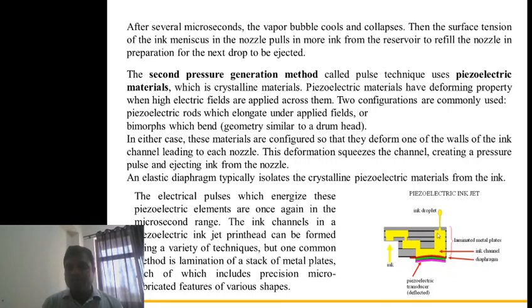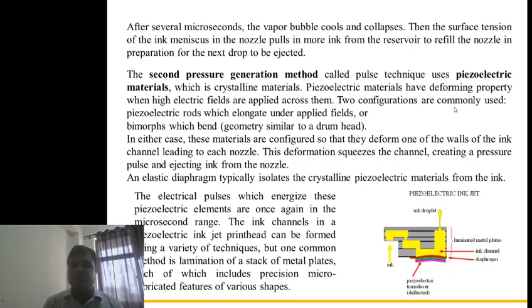This yellow mark represents the ink, and it flows in a particular manner. See here, it flows in this particular manner, so it forms an ink channel. Then there are some metallic plates. So here the piezoelectric material has a deforming property.